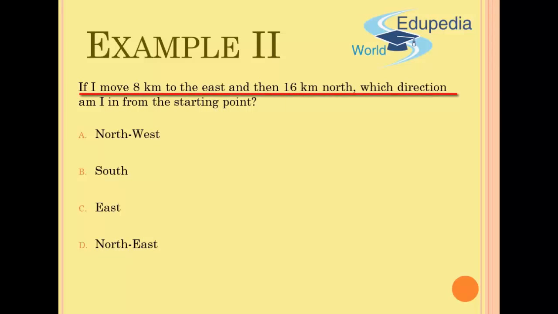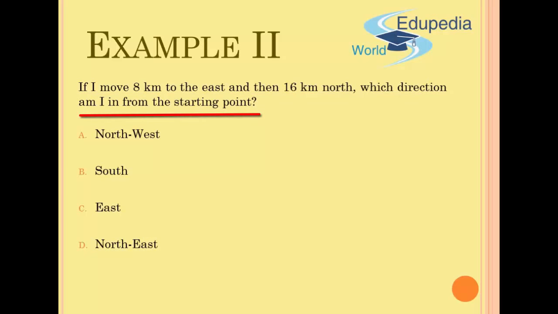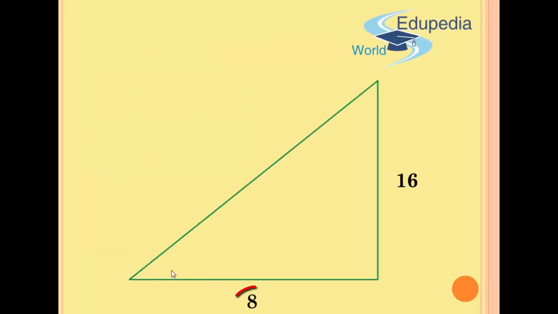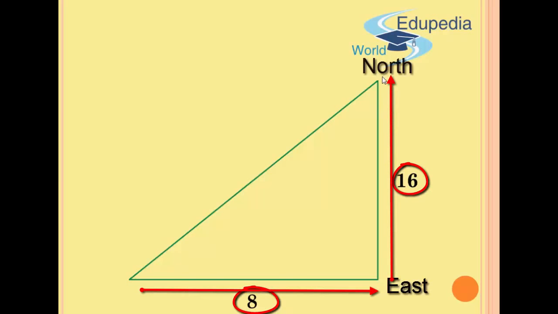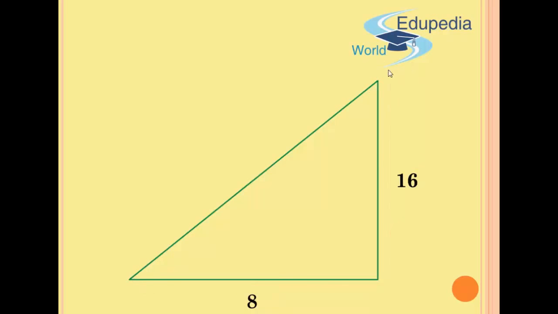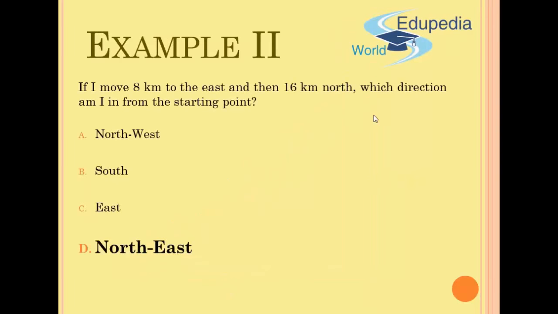The question says, if I move 8 kilometers to the east and then 16 kilometers north, which direction am I in from the starting point? So again we'll draw a diagram. I move 8 kilometers to the east and then I move 16 kilometers north, and now I am at this vertex. From the starting point, in which direction am I? If you use a compass, you will see that you are in the northeast direction. It's as simple as that.